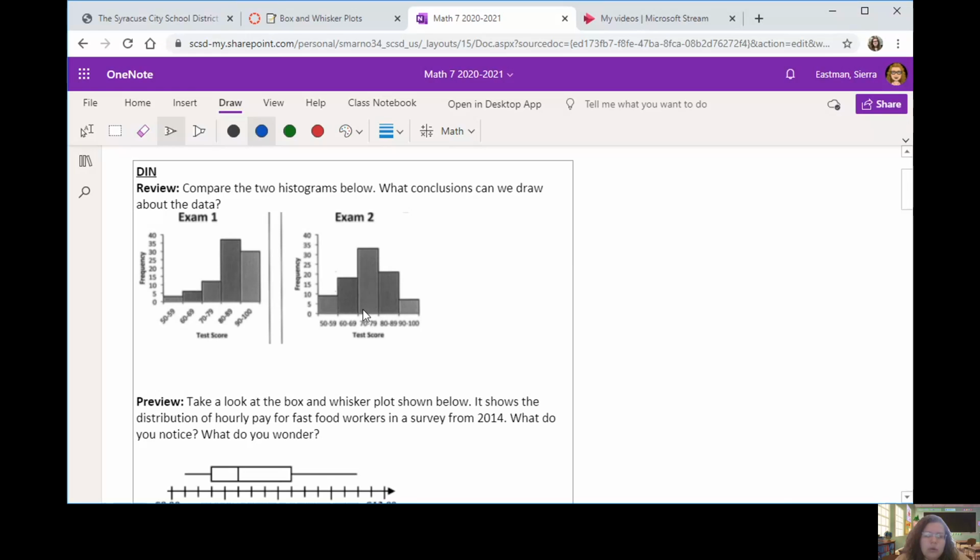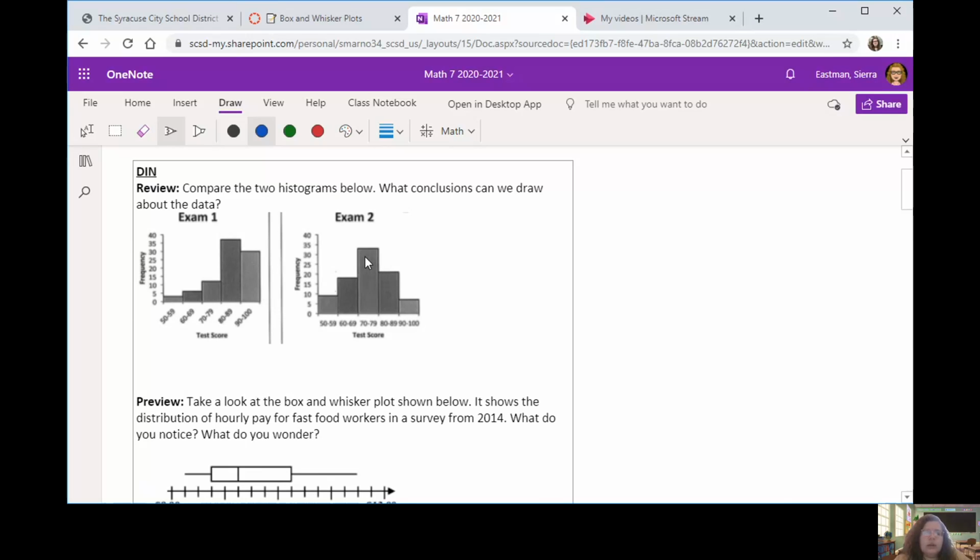For exam 2, it looks a little bit more symmetrical when we're talking about our shape here. Okay, this one was a little bit skewed to one side. This one is looking a little bit more symmetrical, so I would go ahead and assume our median is actually in this 70 to 79 interval. Okay. Based on that, I might say that students did better on exam 1. The median value was higher.